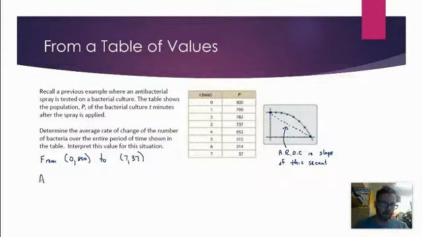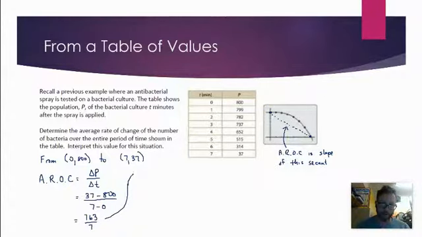So let's do it. So the average rate of change, it's the change in the bacteria population over the change in time. 37 minus 800 represents the change in bacteria population. 7 minus 0, the change in time. And we get negative 763 over 7, which is divisible by 7. That's 109. It equals negative 109.